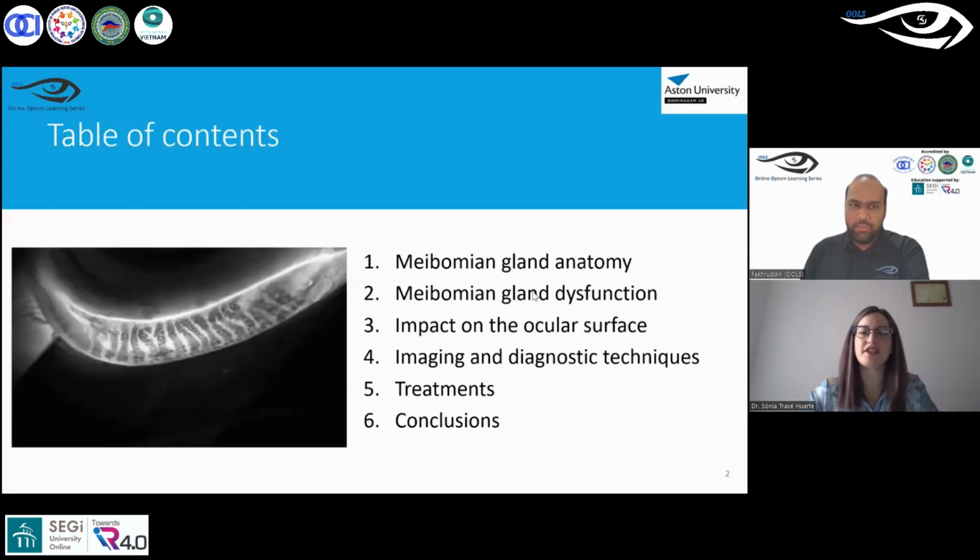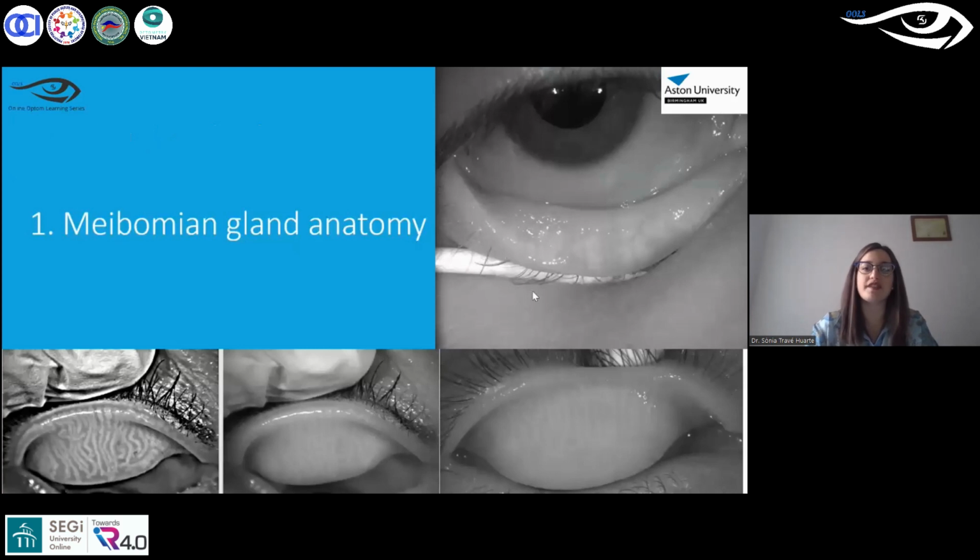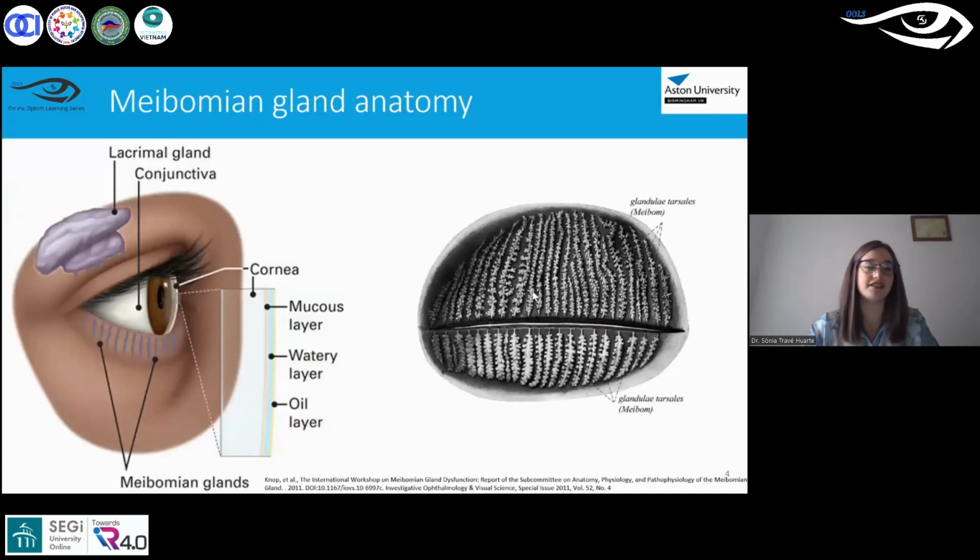We're going to start with a quick introduction about the normal anatomy of the gland, what a Meibomian gland dysfunction is, and how much of an impact that could have on the ocular surface. And then we're going to go through some imaging techniques, tools, devices, and diagnostic tools that could help us towards understanding a bit more about that patient and that condition. And then we're going to move on to treatments. So without any further ado, we're going to start with the anatomy of the glands and the lids.